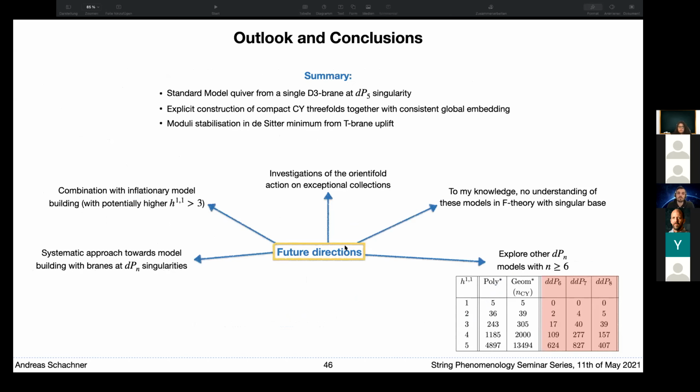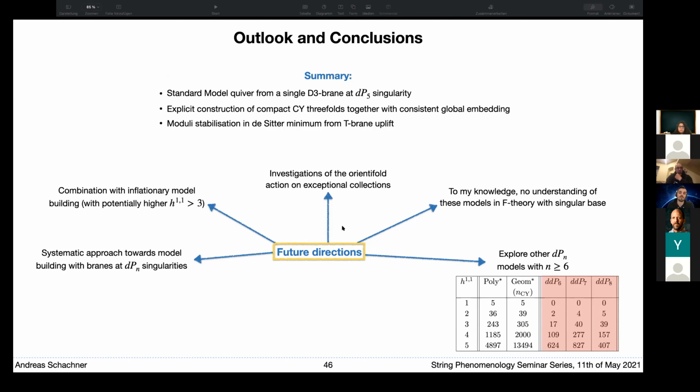So let me conclude. I hope I convinced you that models of T-branes at del Pezzo singularities are very appealing to realize the standard model. In particular, I showed you today how the standard model quiver can be realized on a single D3 brane at the dP5 singularity. I further provided an explicit construction of a compact Calabi-Yau threefold together with a consistent global embedding, and showed that we can stabilize the moduli in a de Sitter minimum from a T-brane uplift.